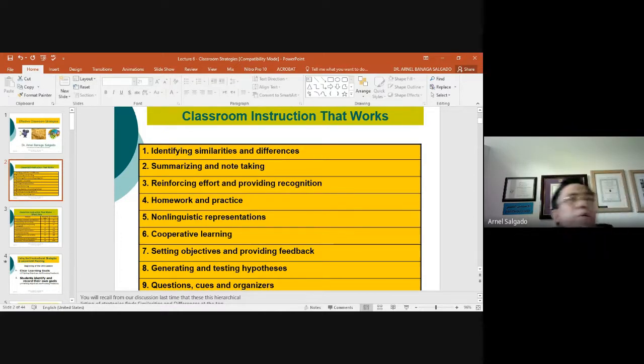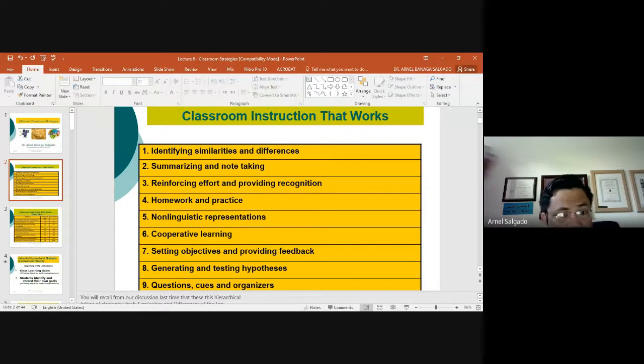Generating and testing hypotheses. This is one way also of guaranteeing that the students will be able to utilize their critical thinking. When we teach, we do not just teach facts. We teach students how to solve problems. We do not just actually teach knowledge. We do not just actually teach comprehension or understanding.